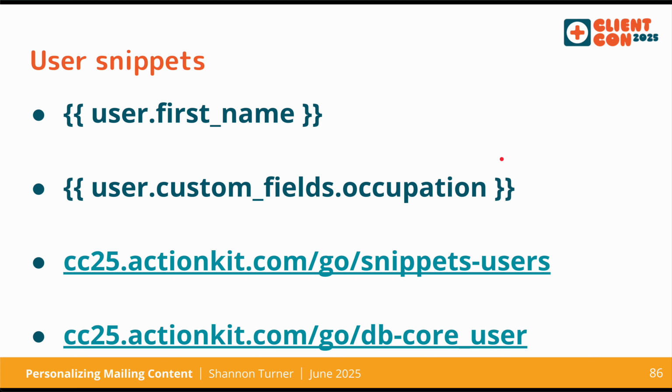So here are links for the main user snippets that you can use. You might have seen this slide before. This covers a user's personal details like their name and location, what groups they're in, and so on. But I think being able to pull in a user's custom fields is also really powerful as well. So if I know a user is an ActBlue Express Lane user, when I'm sending them a fundraising link, I can send them an ActBlue link. Otherwise, I can send them an ActionKit donation page.